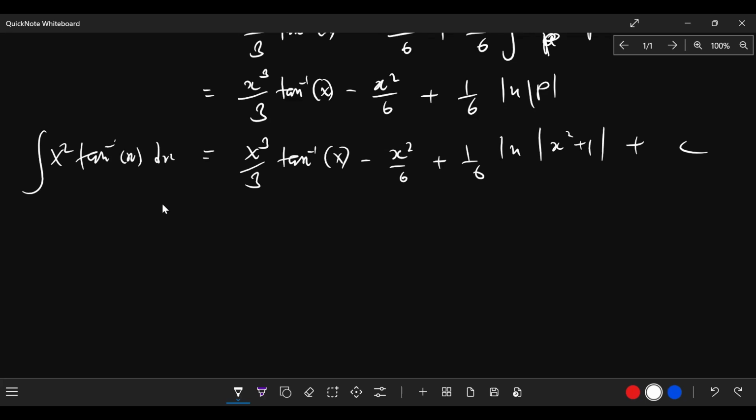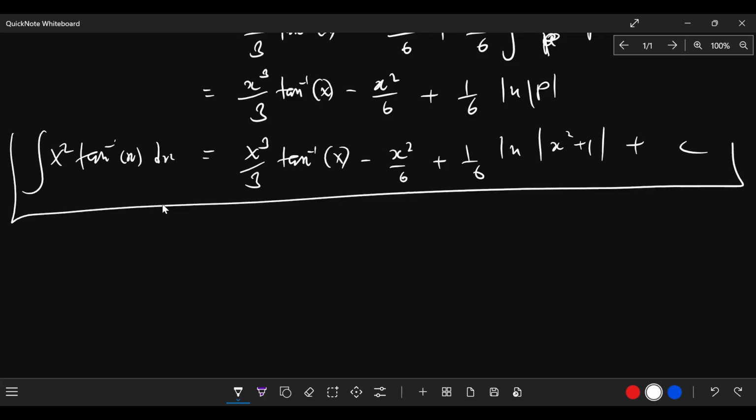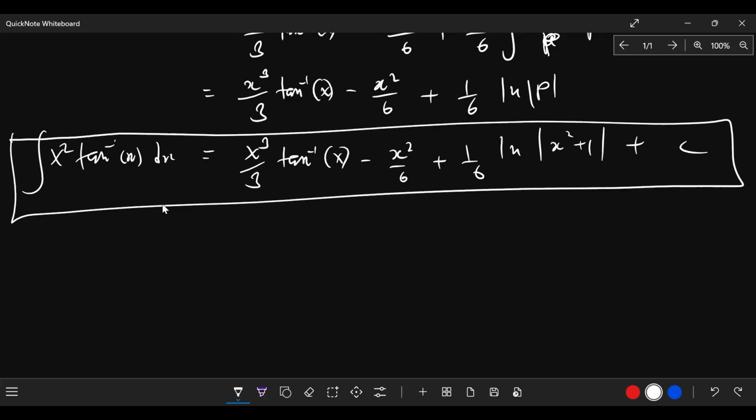Even if you don't put absolute values, this number will always be positive. Just by tradition, you can put a modulus there. So this is the end of the first question.